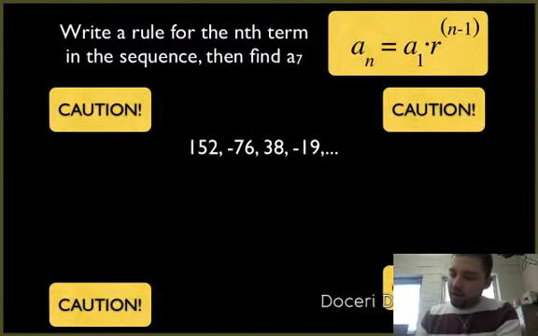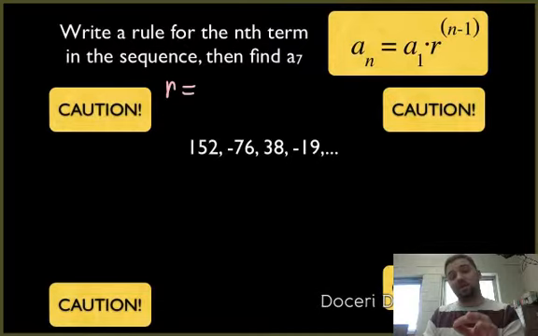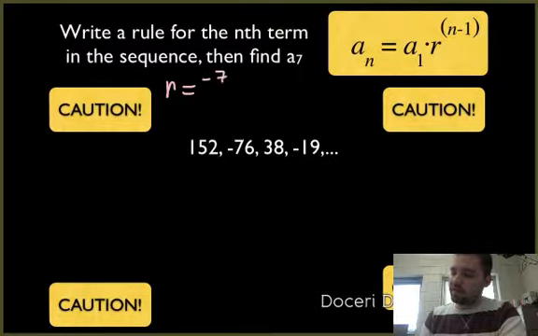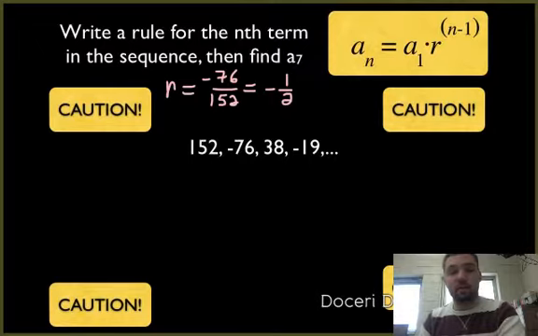So let's first find r. We said r is the second term divided by the first term, if I know it's a geometric sequence. So I'm going to take negative 76 divided by 152 and simplify. And I think that's actually going to be negative 1/2. I think we're cutting it in half each time. So our common ratio is negative 1/2. This takes a lot of the guesswork out of trying to write a rule for this.